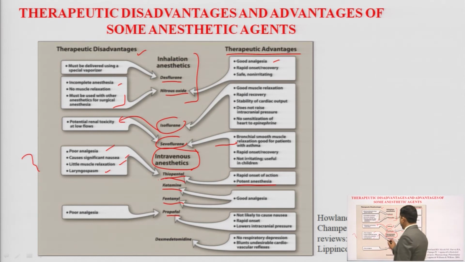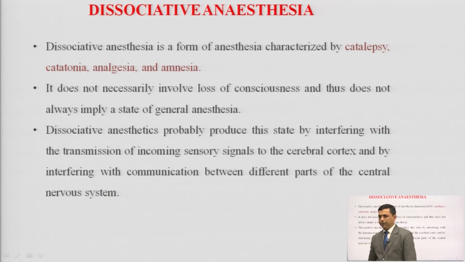Now, ketamine is also used, as a dissociative anesthesia. The main advantage of ketamine is good analgesia. Next is propofol, which has poor analgesia, and its therapeutic advantage is rapid onset and it does not cause nausea. Okay. So, these are some therapeutic advantages and disadvantages of the general anesthetic agents.